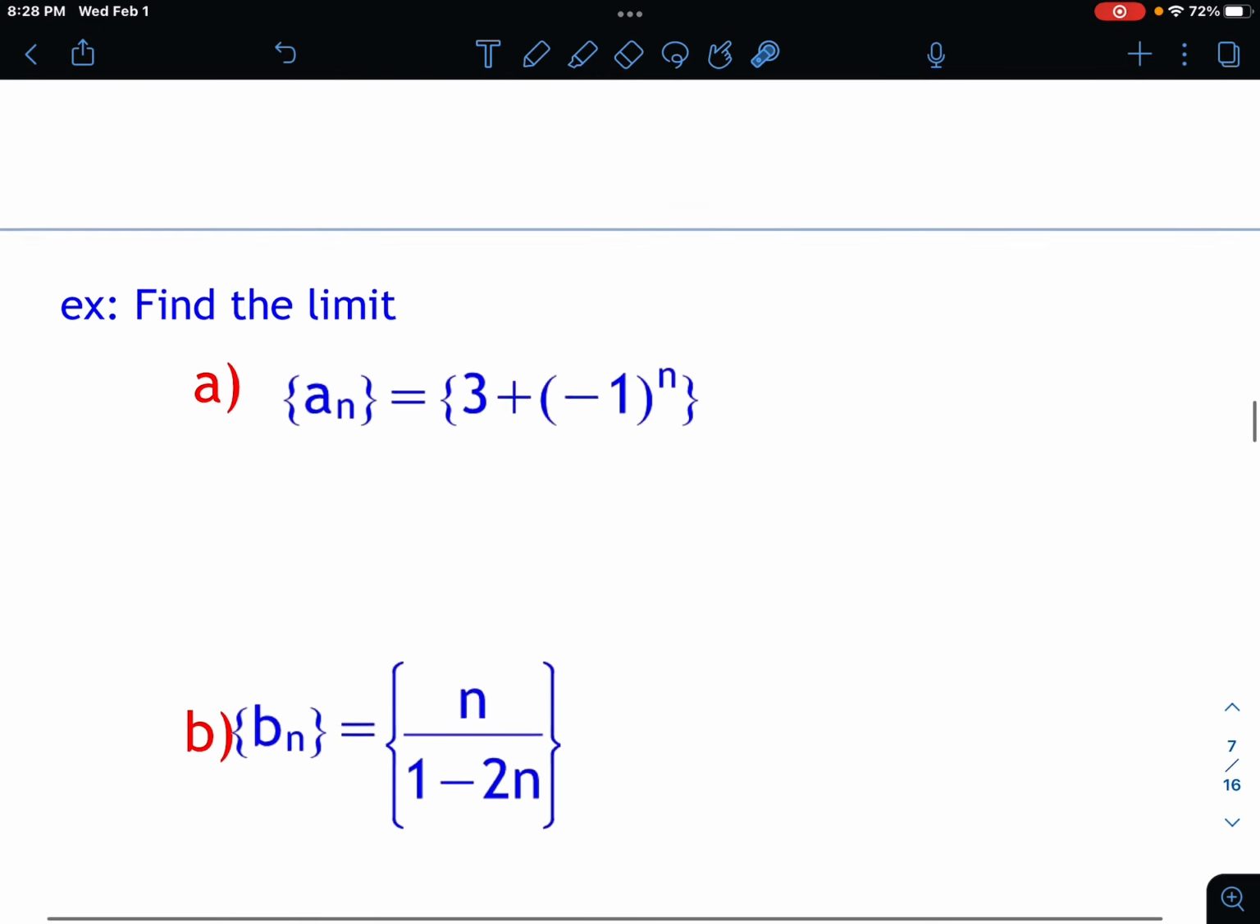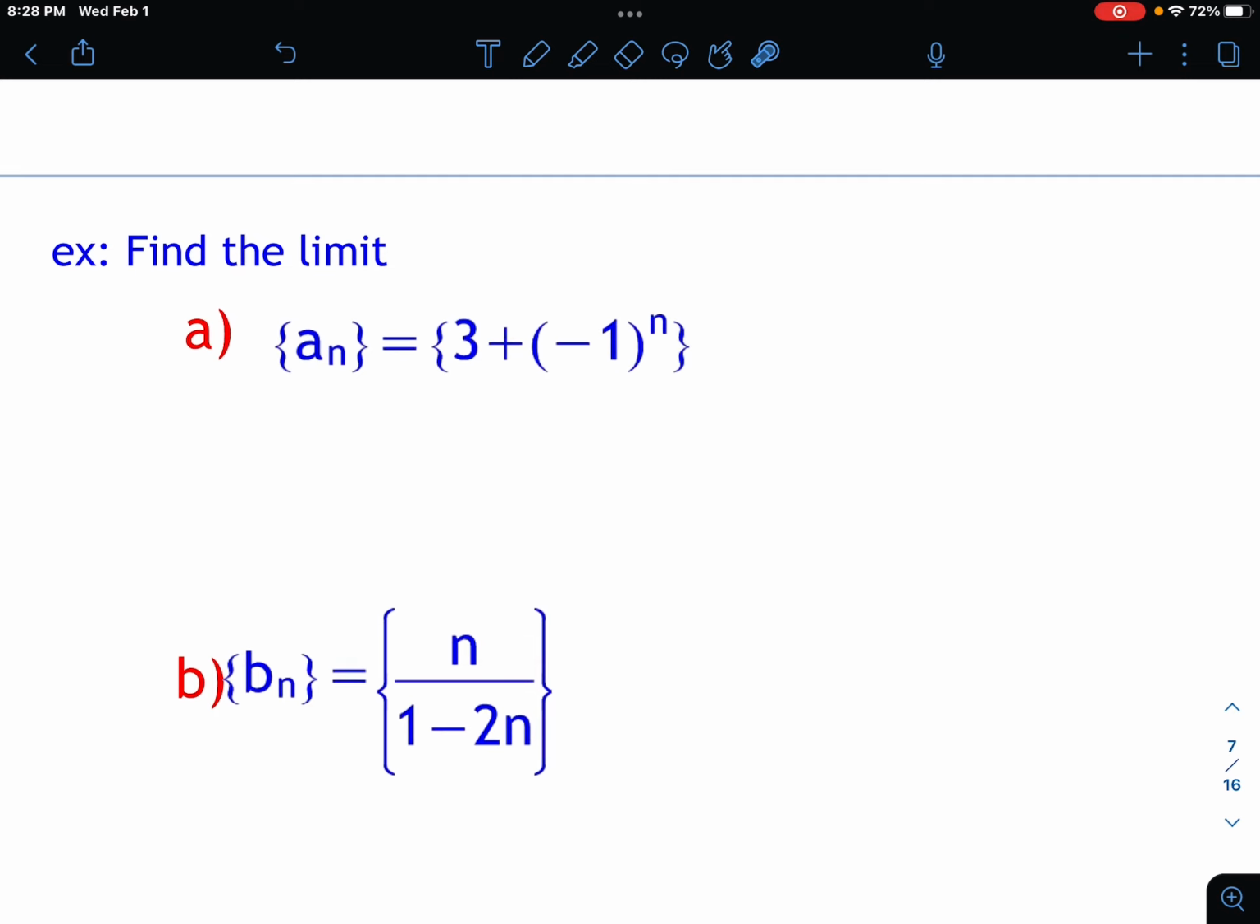Okay, what we're going to do is go through and find the limit for the first one. And then I'm going to let you go ahead and do part B on your own. This part right here is going to be a your turn. I'd like you to try this one out on your own right here. Let's go ahead and do this first one though.